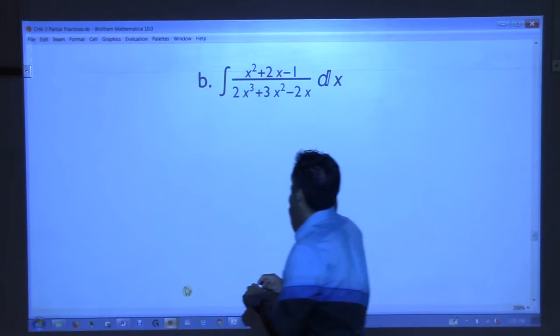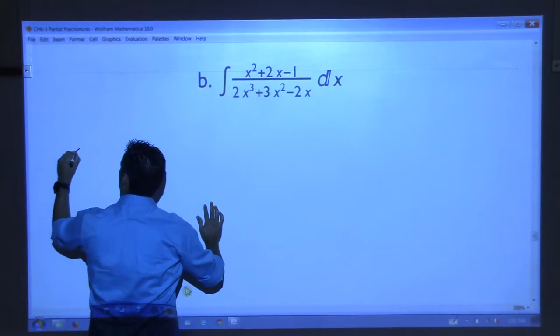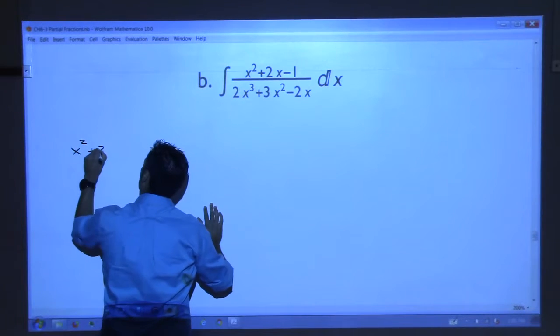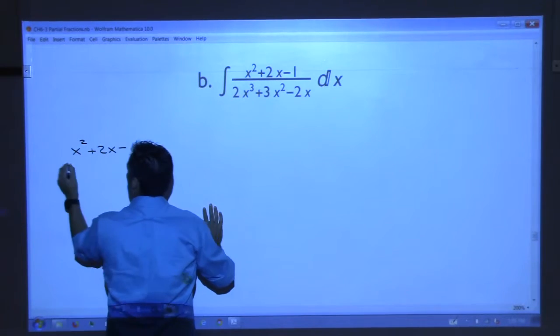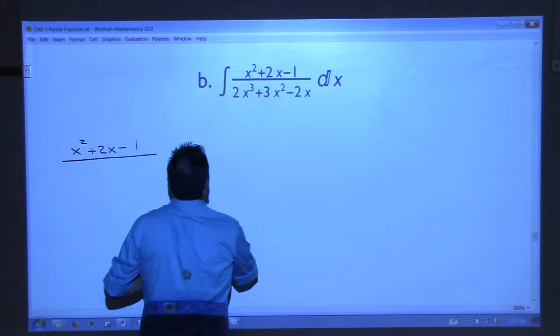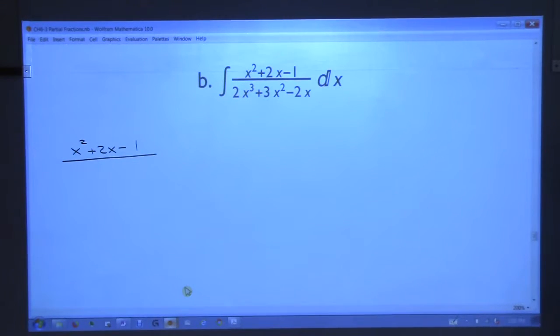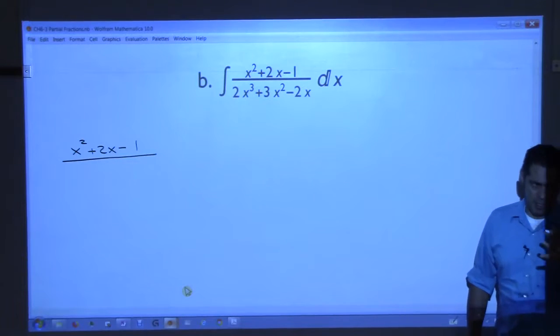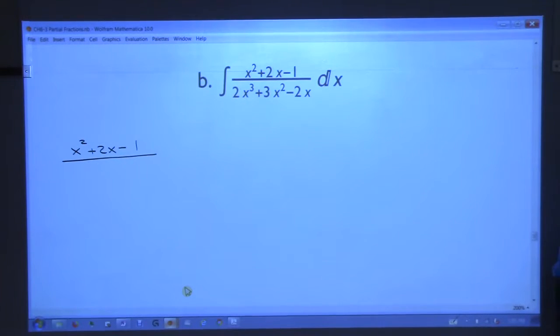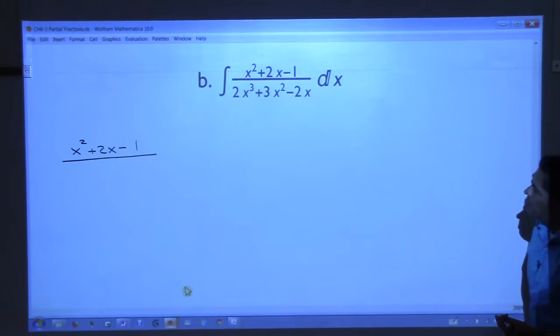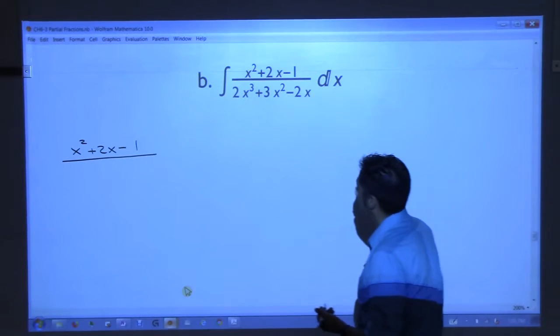Well, here's what I'm going to do. I'm not even going to work with this as an integral right now. I'm just going to write down the rational expression, the rational function that I'm trying to integrate. And what I'm going to try and do is factor the denominator. All of the success of this method is going to depend on my ability, your ability, to factor the denominator. So let's start with, there's a GCF, right?